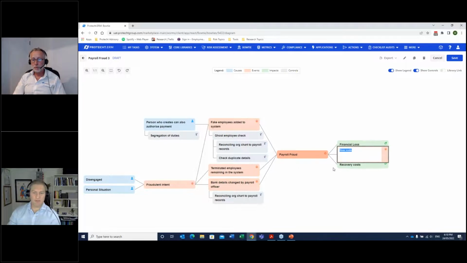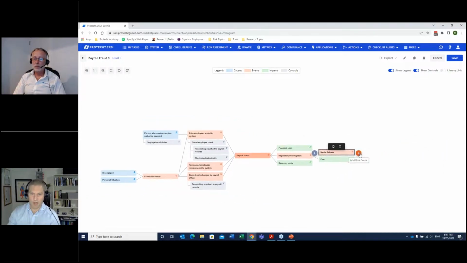If it's a major systemic issue, perhaps there could be regulatory investigation. And once that regulator investigates, perhaps there could be a fine that gets applied. We might say that is an impact on one of our objectives. Perhaps part of that regulatory investigation becomes a media release. Scroll out a bit there, and perhaps as a result of that media release, then we have reputational damage.